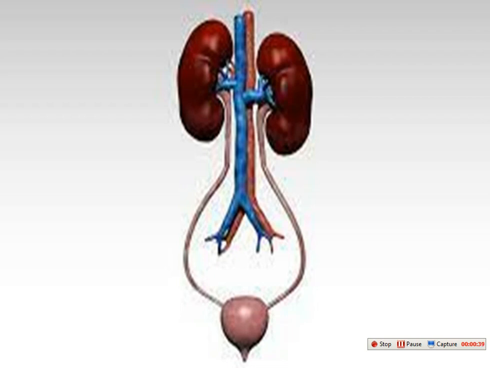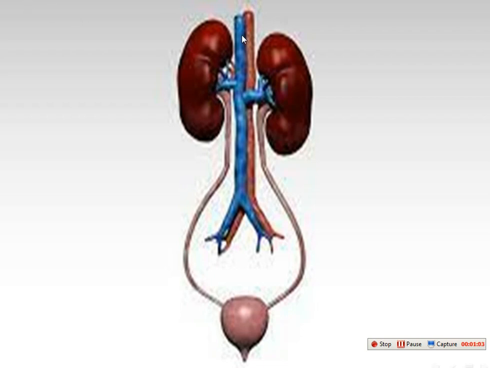And the second part is the ureter. This is the tube which extends from the renal pelvis to the urinary bladder. Here you see the blood vessels that supply the kidney, the renal artery and renal vein.